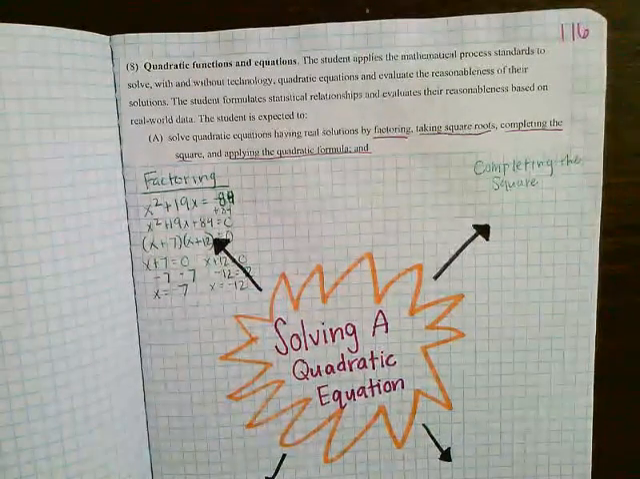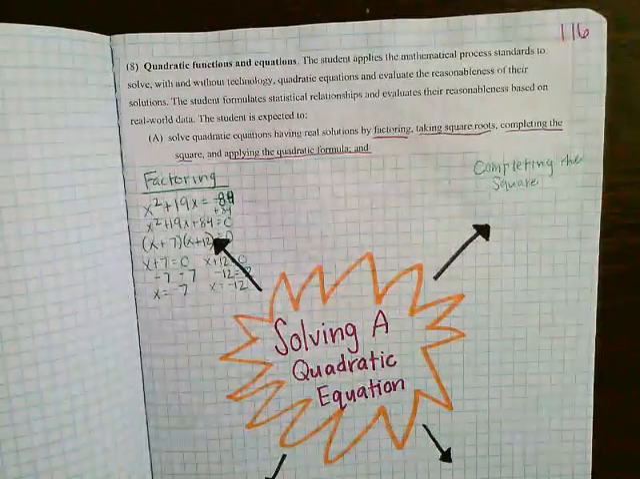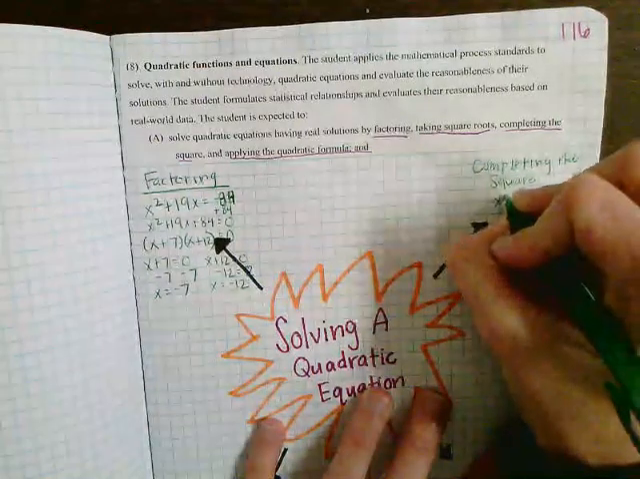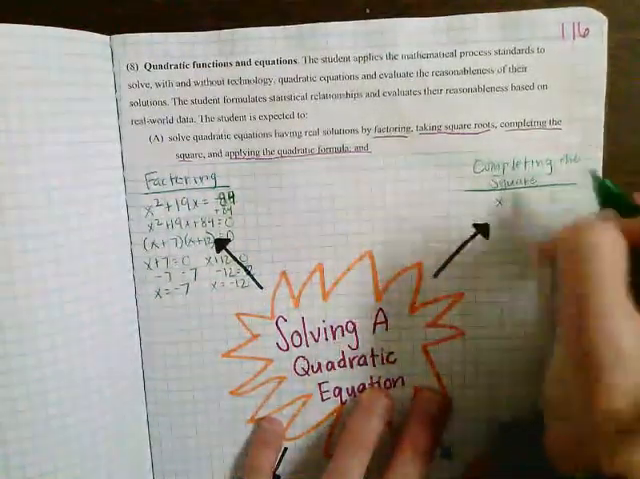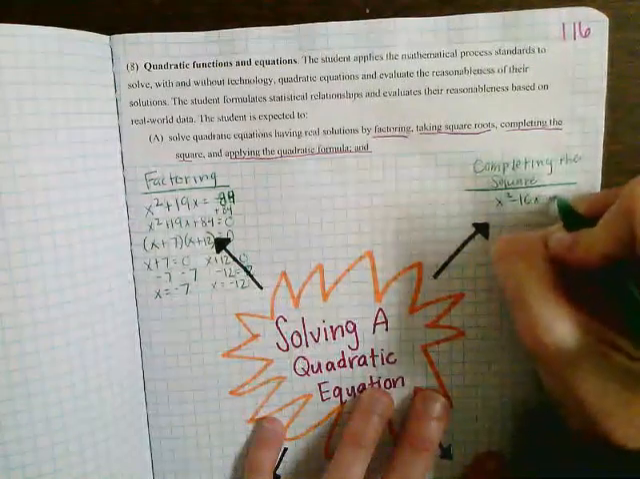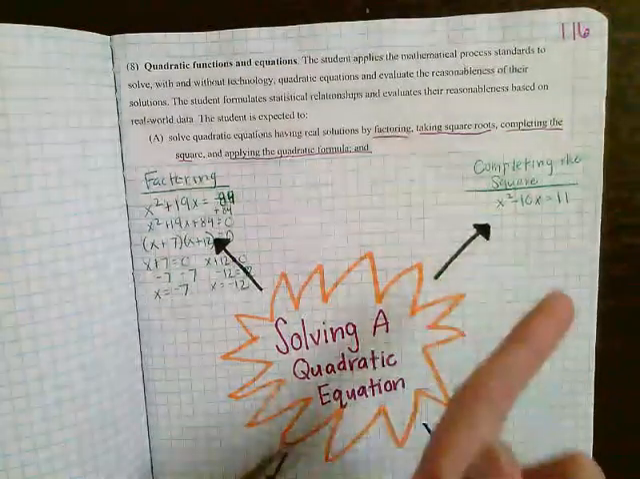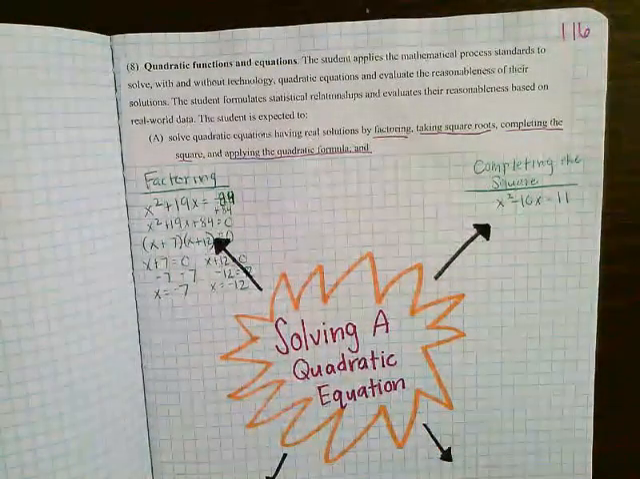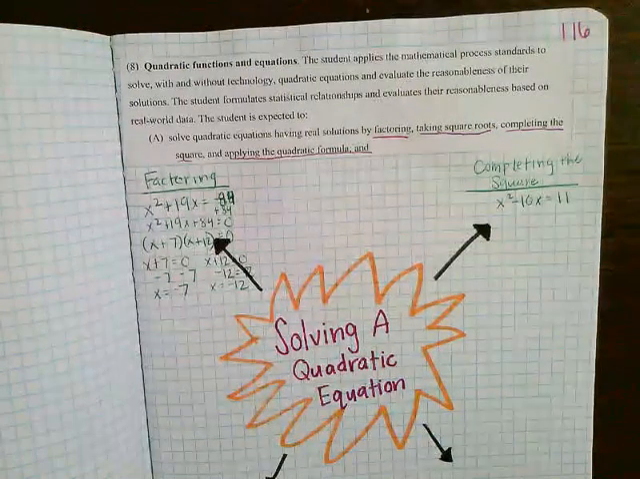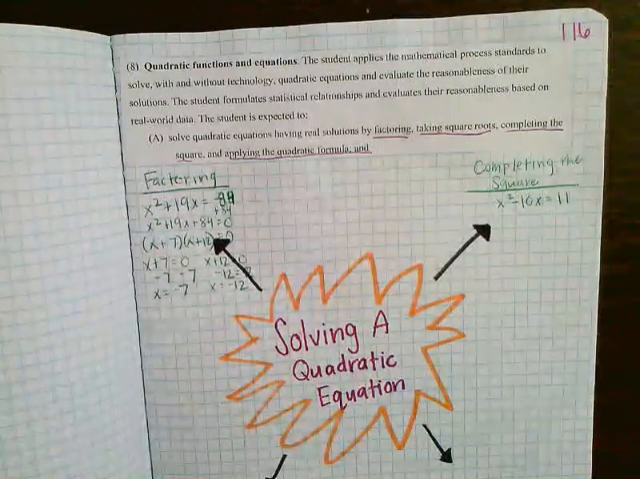Remember, whenever you're adding something to one side of an equation and you're adding the same to the other, it keeps it equivalent. So this is the example that we're going to do for this: x squared minus 10x equals 11. I'm going to tell you right now, this is not factorable.